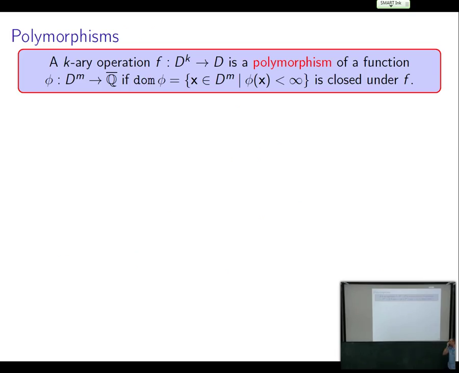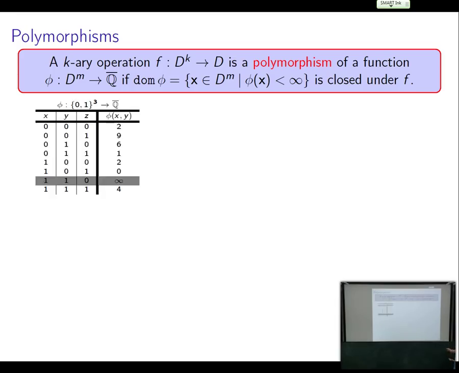In order to do that, I'll tell you a bit about polymorphisms. Polymorphisms are the key concept in this algebraic approach to constraint satisfaction problems and valued constraint satisfaction problems. It's actually a simple idea. Polymorphisms are operations that preserve feasible solutions. So if I want a ternary polymorphism, I give you three feasible solutions, and the polymorphism acts component-wise on these feasible solutions, and it has to return a feasible solution.